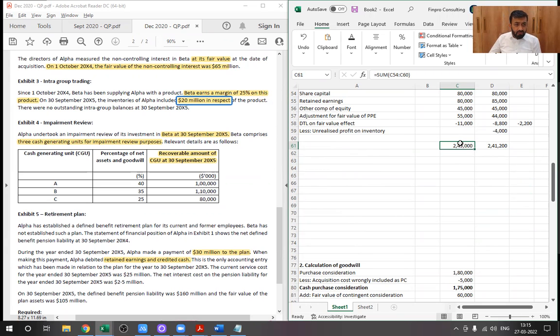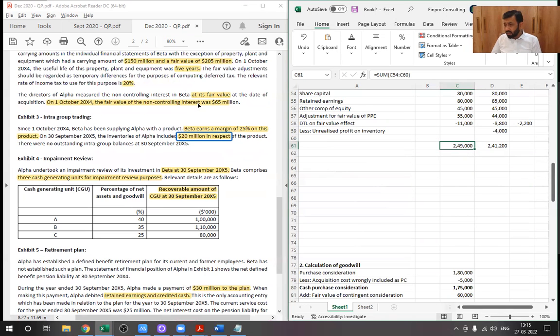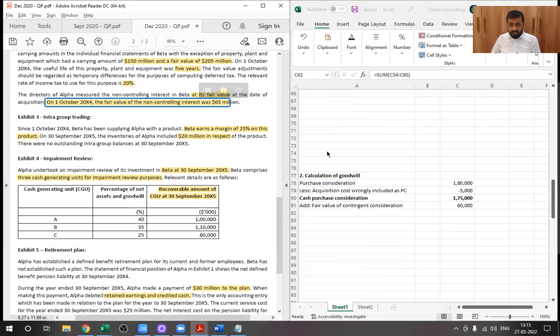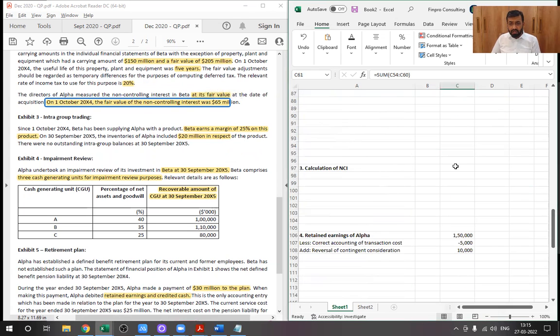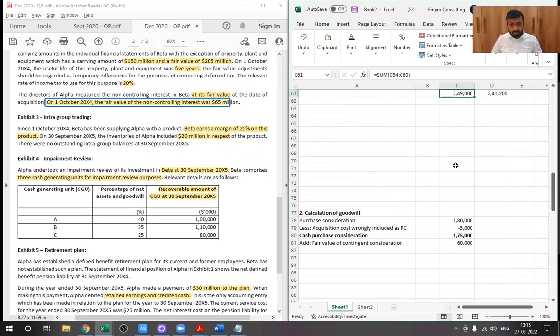There is one piece of information we have forgotten to use. This NCI fair value. Yeah, NCI is at fair value. We have not used it. We can post it here.